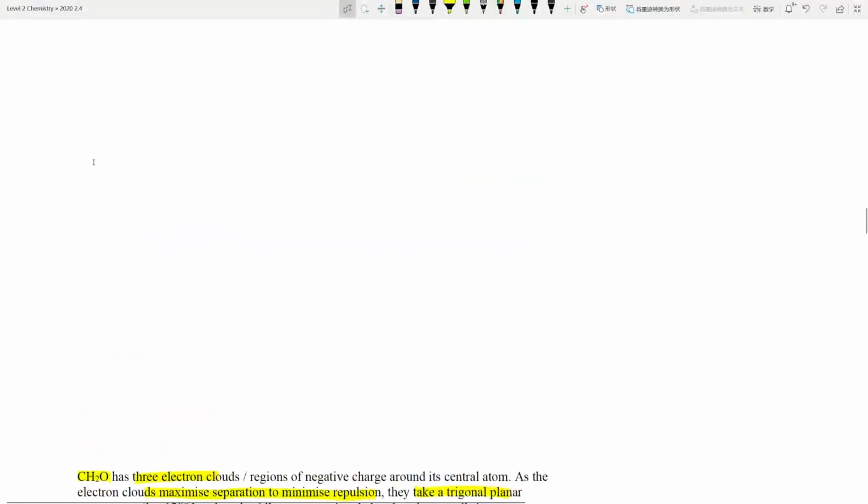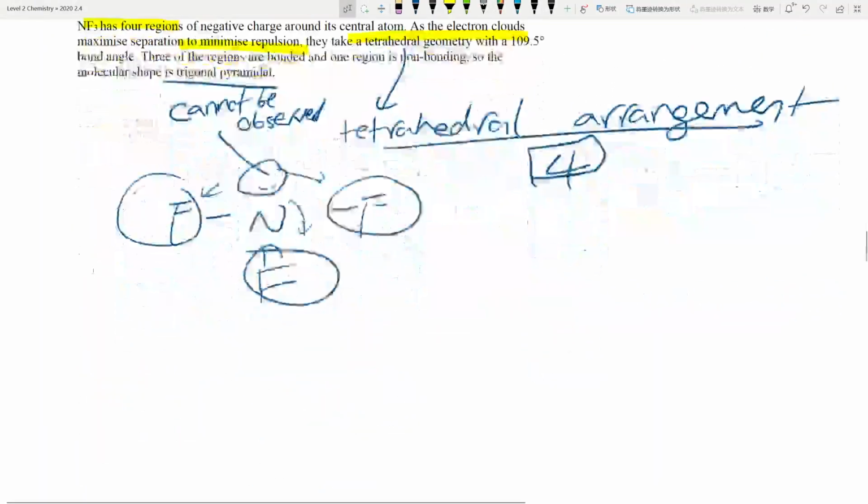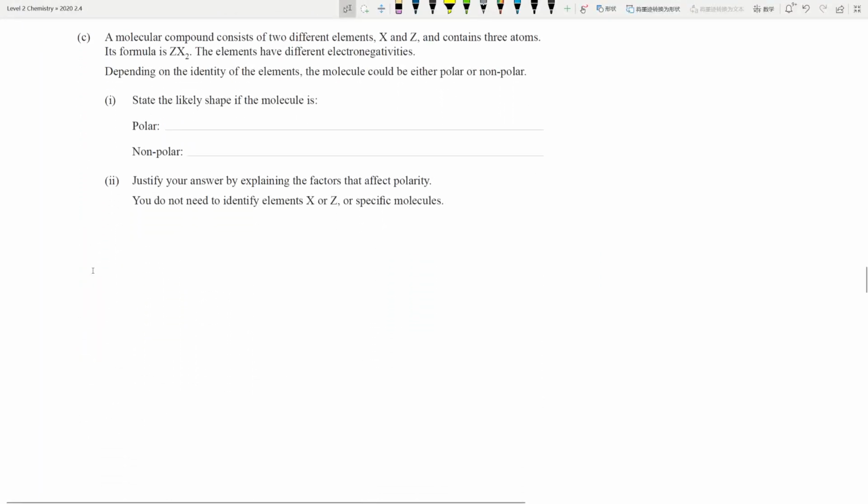These polarity questions are guaranteed to come up as an Excellence question, so just learn it. Okay, a molecular compound consists of 2 different elements, X and Z, containing 3 atoms. Its formula is ZX2. The elements have different electronegativity, so that's important. Depending on the identity of the elements, it could be either polar or non-polar. Okay, so we have a very different type of question.